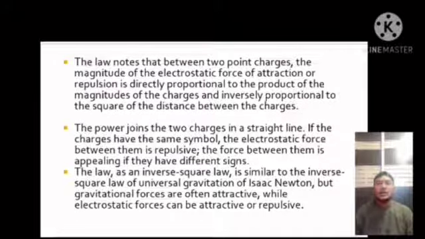The law, as an inverse square law, is similar to the inverse square law of universal gravitation of Isaac Newton, but gravitational force is always attractive, while electrostatic force can be attractive or repulsive. Next is the concept of review.